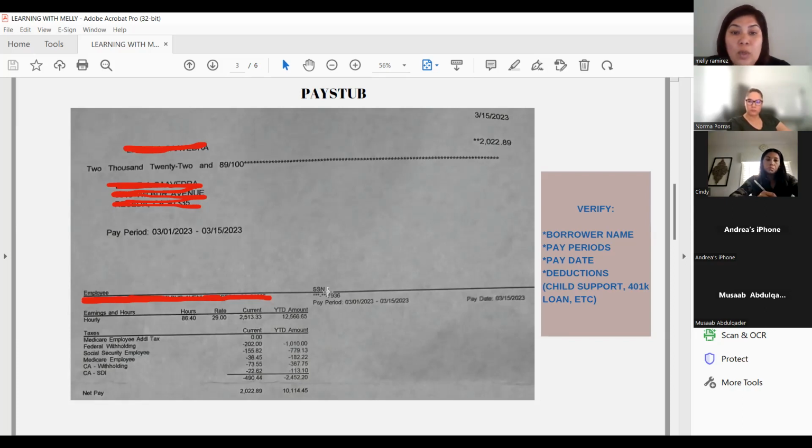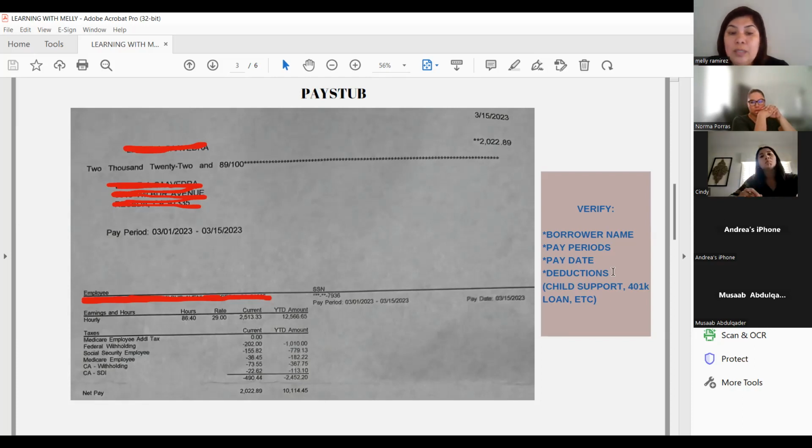So when you're looking at a pay stub, you're going to review the borrower's name, pay period, pay date, and you're also going to glance through the deductions. Why is this important? Because that's where you're going to see if there's any child support, meaning any wages being garnished by the child support department, by the state, or if they have a 401k loan or any type of employer loan.